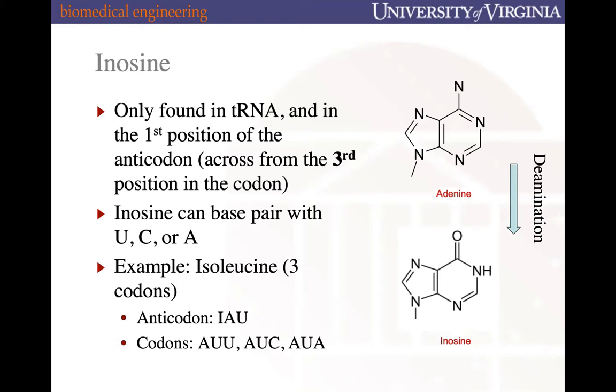And that's how we get the degenerate nature, where all of these codons here encode for isoleucine. And that's how we can get multiple codons that encode for the same amino acid. That's one way that we can.